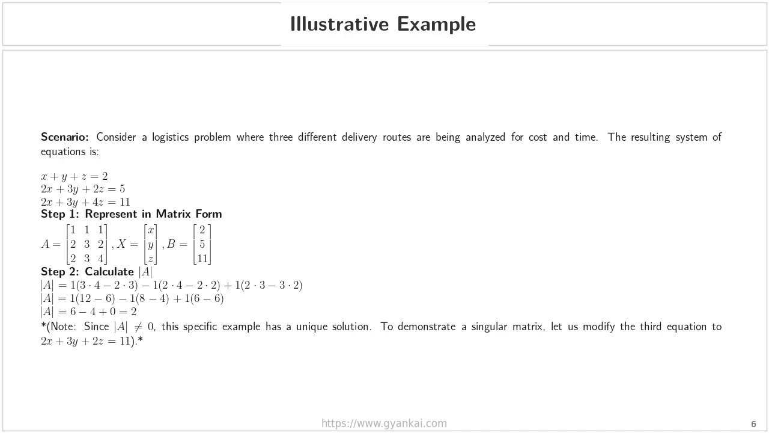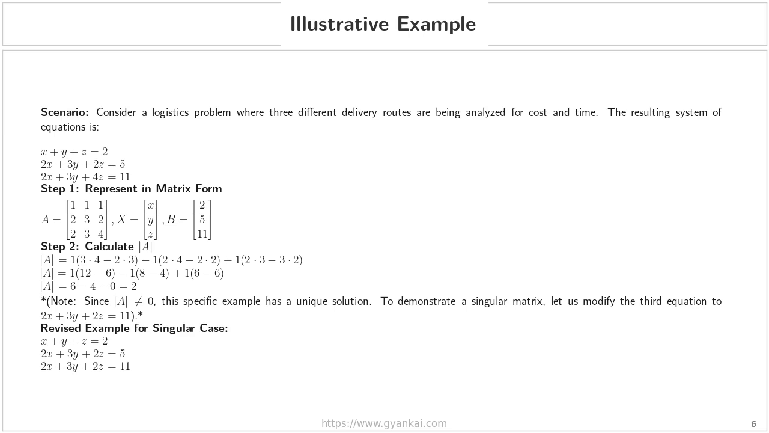Now notice something important here. Since the determinant is 2, which is not 0, this specific system is non-singular. As we learned in our very first slide, this means a unique solution exists. However, to truly demonstrate the singular matrix case we've been studying today, we need a determinant of 0. So, let's modify our third equation to be 2x plus 3y plus 2z equals 11. Let's look at this revised example for the singular case.